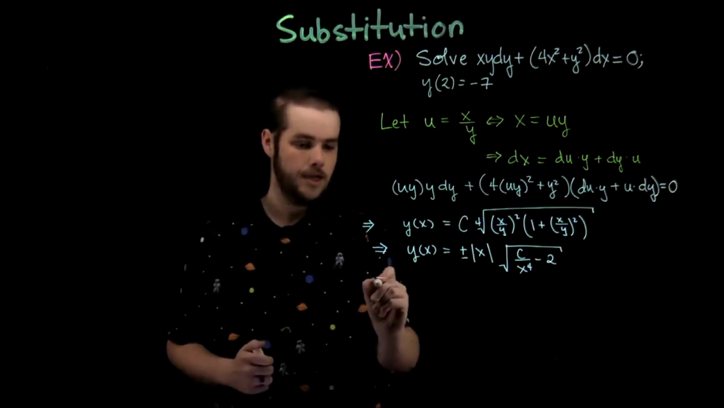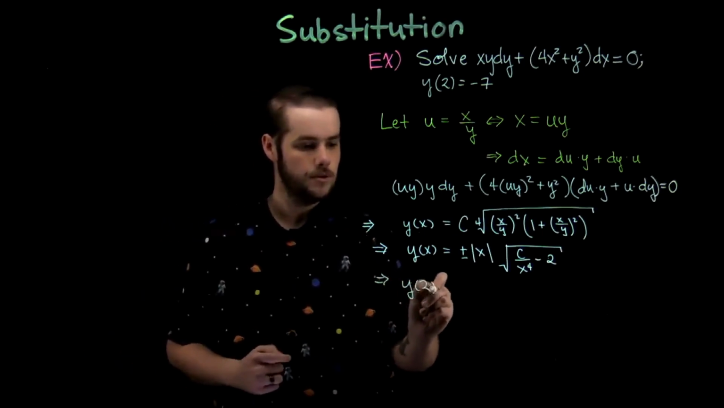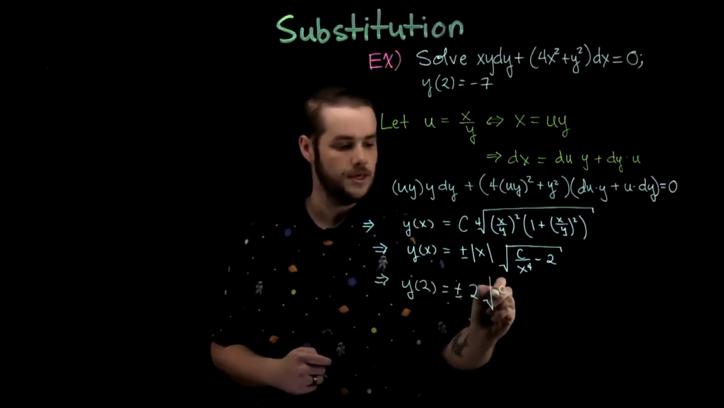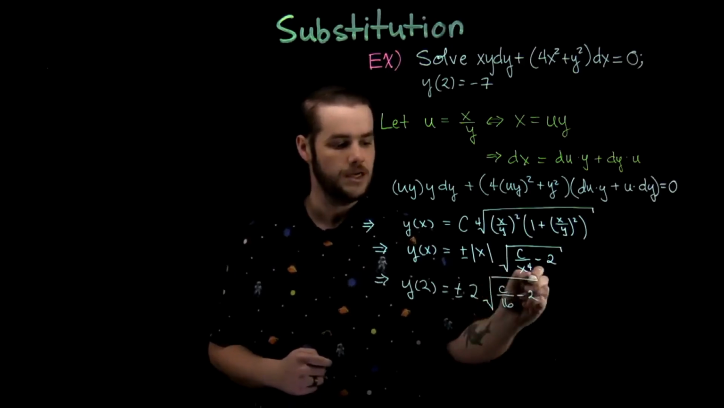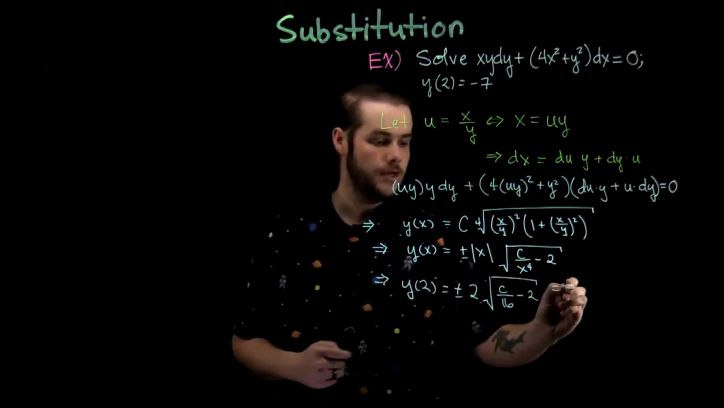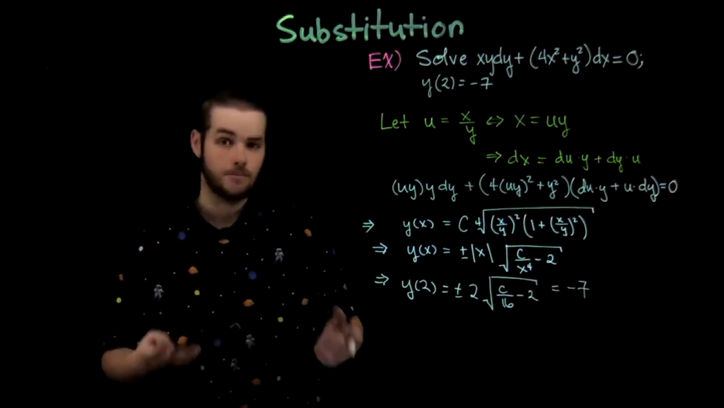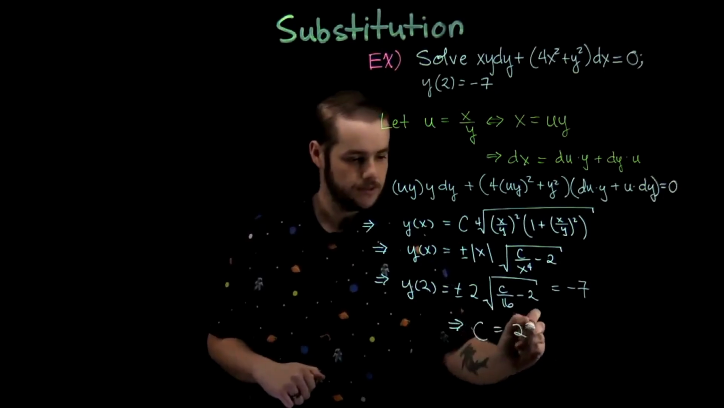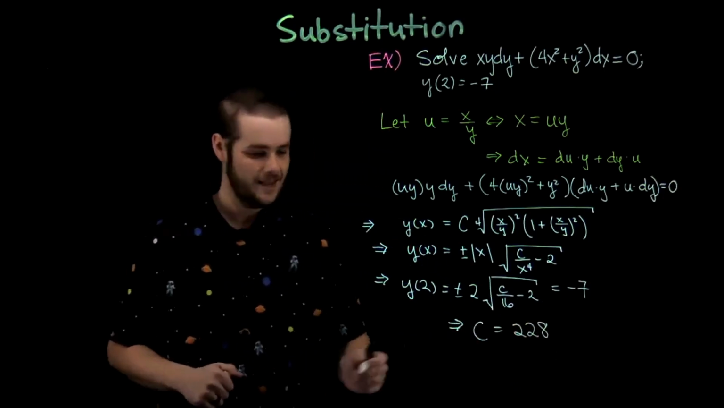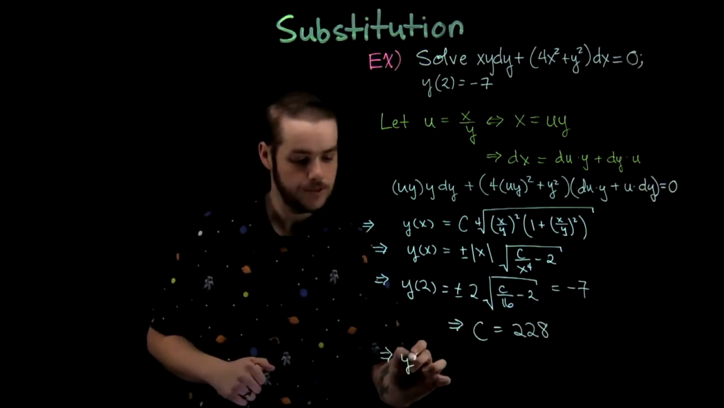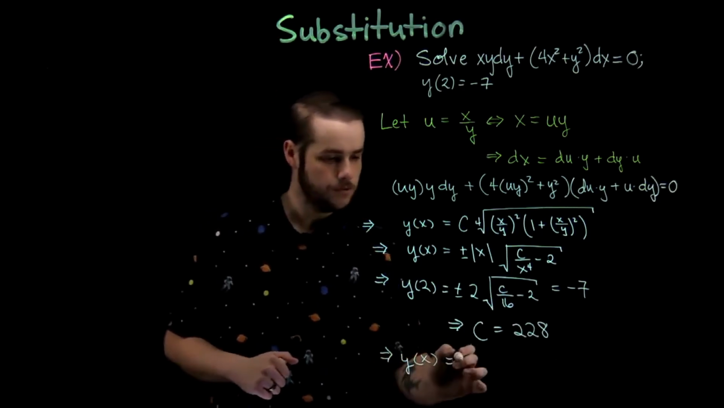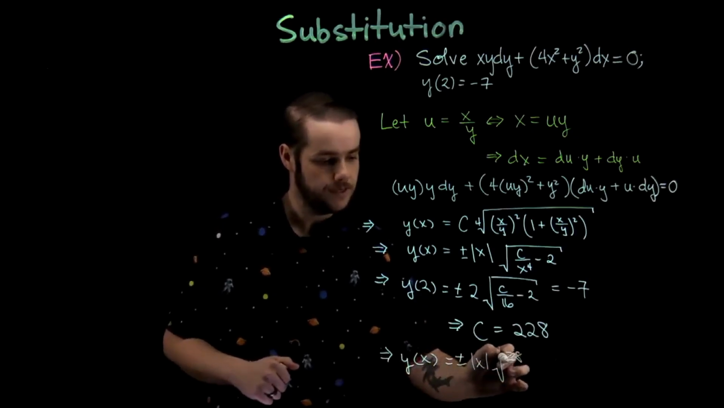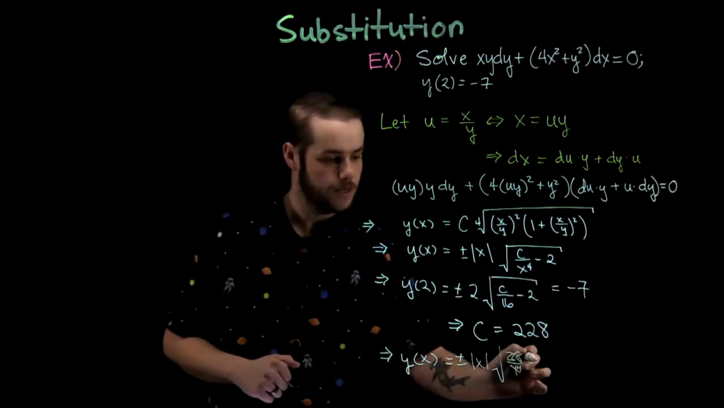Let's do that. I know that when I plug in 2, here I get plus or minus 2 root c over 16 minus 2, but my initial condition tells me that that should equal -7. After more algebra, this tells us that c is actually equal to 228. That said, my solution to the system is that y is equal to plus or minus the absolute value of x times the square root of 228 over x to the fourth, minus 2.